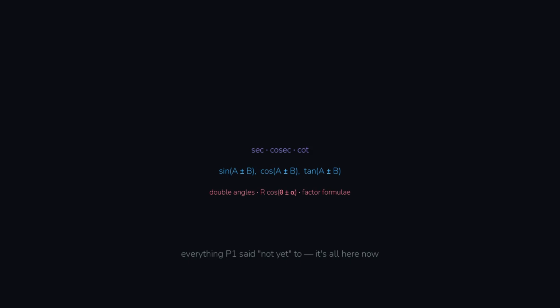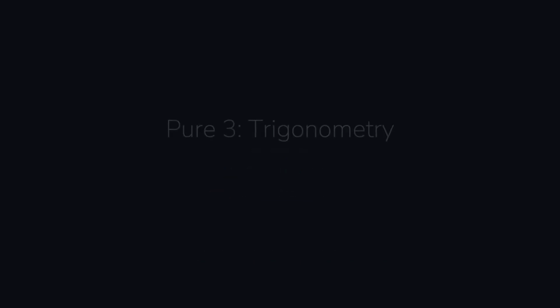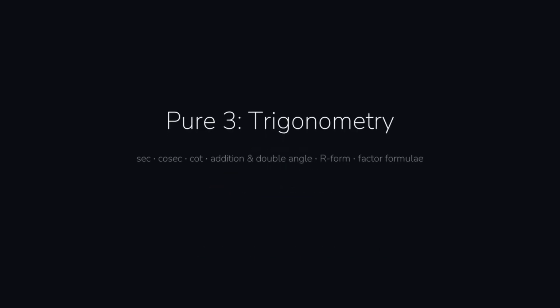It looks like a forest of formulae, but almost all of it grows from one seed, the addition formula for cosine. Learn to trust that seed and double angles, the R form, and the rest sprouts straight out of it. Fewer things to memorize than the formula book would have you fear.